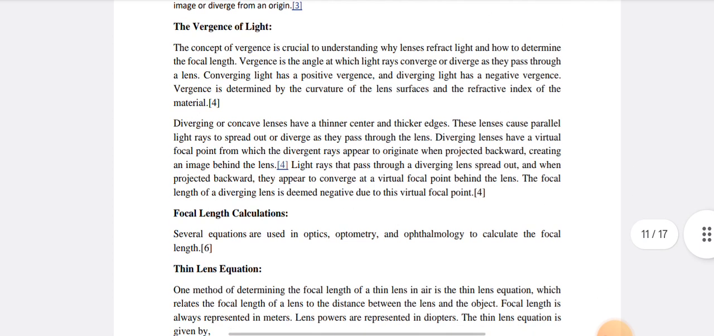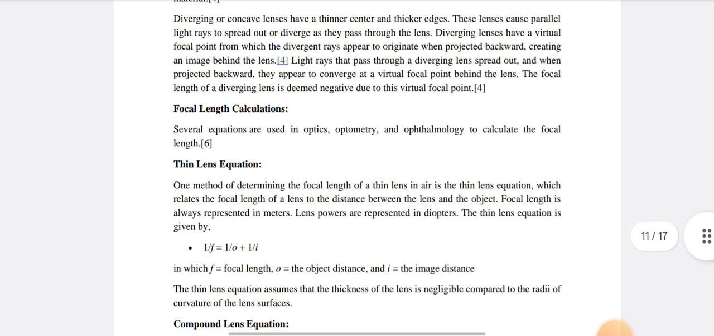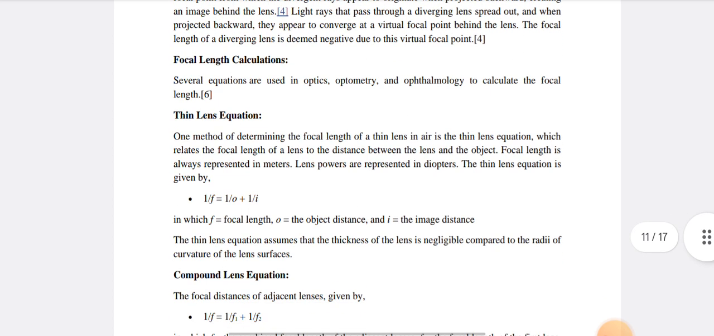Focal length calculation. Several equations are used in optics, optometry, and ophthalmology to calculate the focal length. Thin lens equation. One method of determining the focal length of a thin lens in air is the thin lens equation, which relates the focal length of a lens to the distance between the lens and the object. Focal length is always represented in meters. Lens powers are represented in diopters, and the thin lens equation is given by 1/f = 1/o + 1/i, in which f is the focal length, o is the object distance, and i is the image distance.